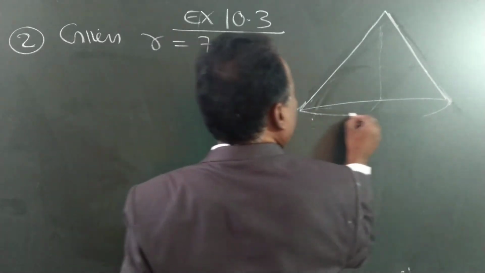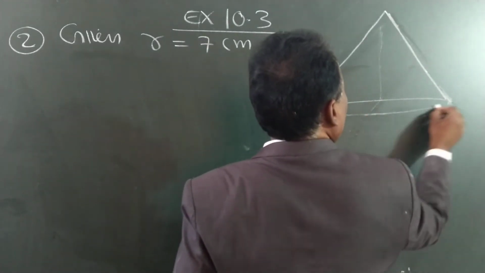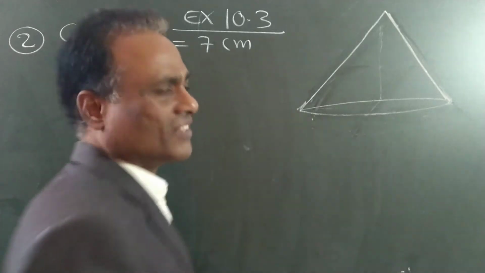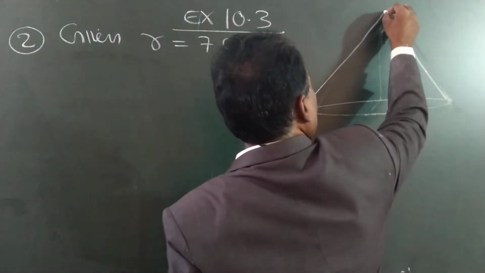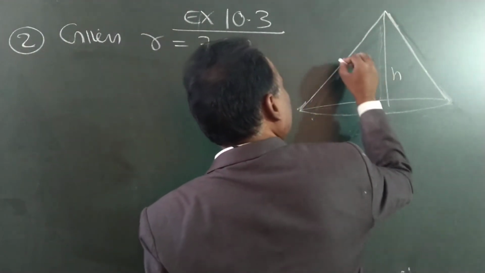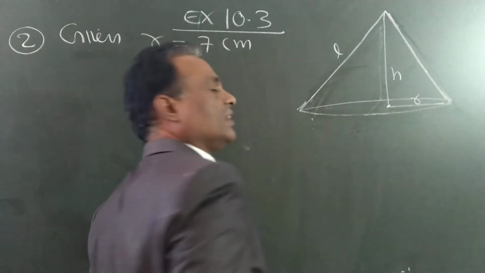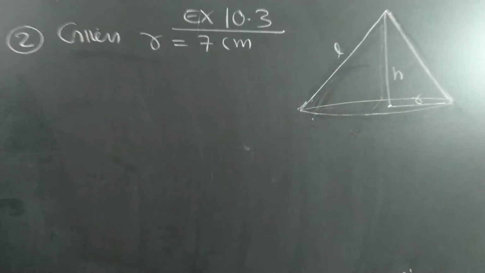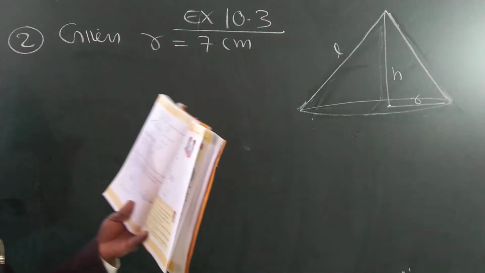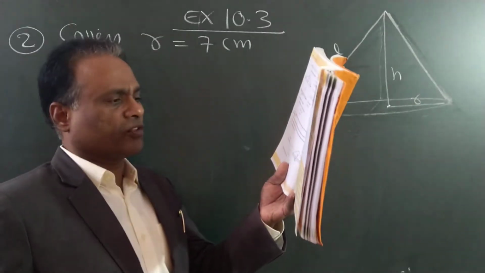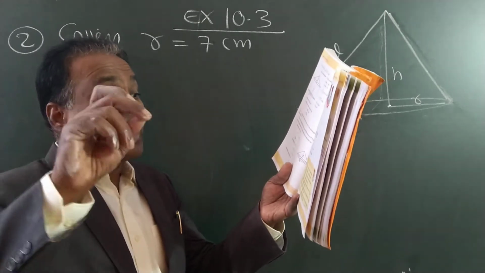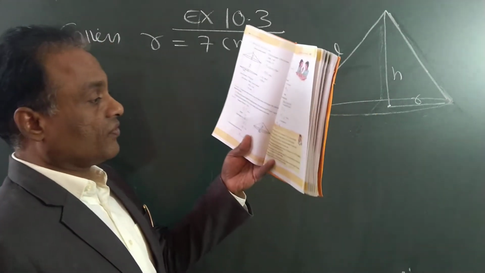The figure is not necessary; just because we are doing a cone problem, I have drawn the figure. This is the H, this is the slant height, this is the radius. These are the dimensions of the cone. See, R is equal to 7. Don't draw the diagram, the diagram is not necessary for this. Base radius is 7 meters.